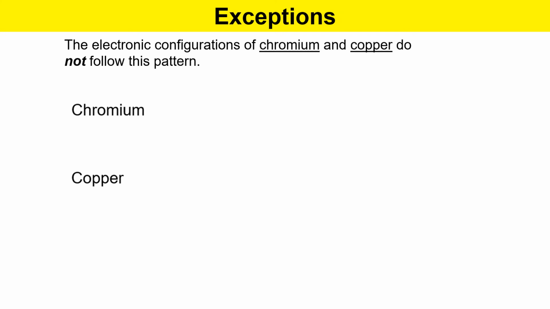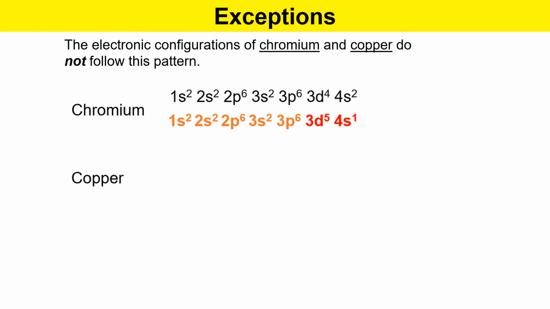There are 2 exceptions that we have to learn, and that is chromium and copper. If we initially do our electronic configurations, we would expect chromium to have 4 electrons in the 3d subshell and a filled 4s subshell. However, its electronic configuration is 3d5, 4s1. One of the electrons in the 4s subshell is promoted to the 3d subshell. That means that instead of having 4 electrons, you have 5 singly filled orbitals in the 3d subshell.